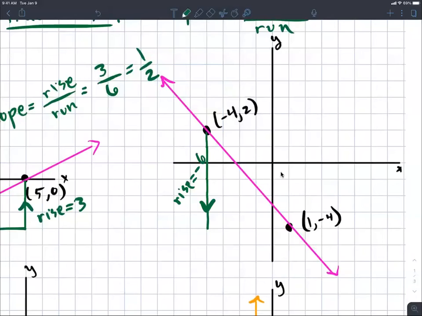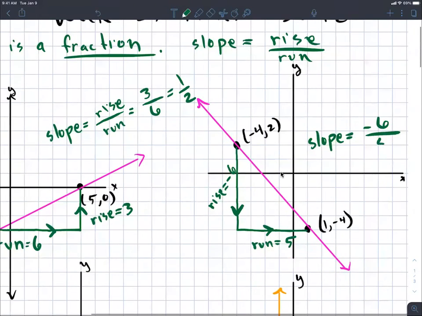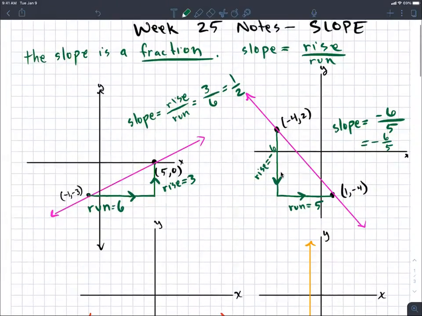Okay, moving on. Now we finish our right triangle. We go 1, 2, 3, 4, 5 to the right. And so our run is +5. All right, so our slope is the rise over run. So that means our rise is the -6, so that goes right there, over the run of +5. So our slope is a negative slope, -6 over 5, or just -6/5. So you can just write it like that. That's how you find the slope. Easy and fun, rise over run.